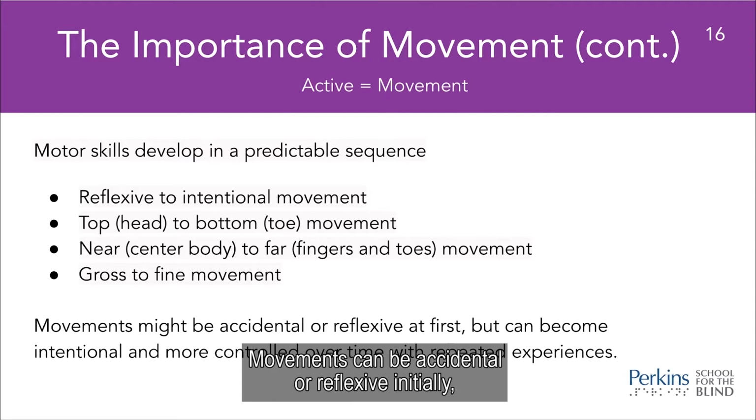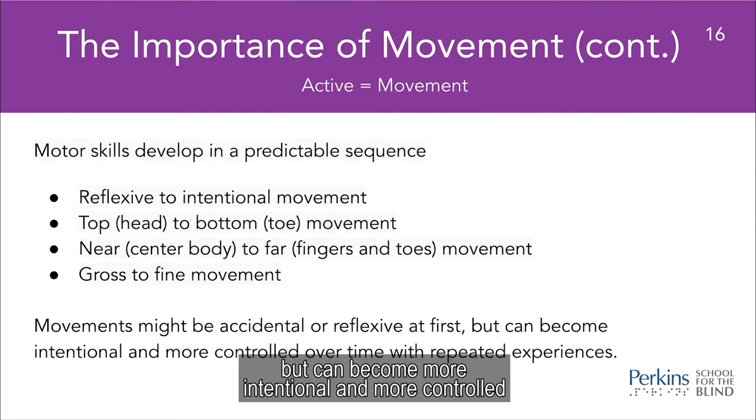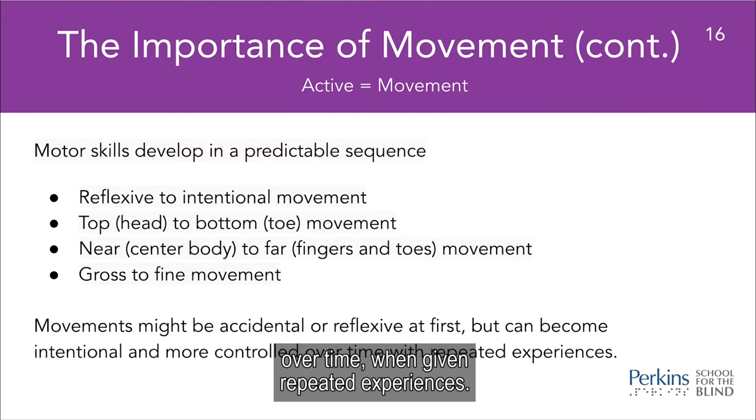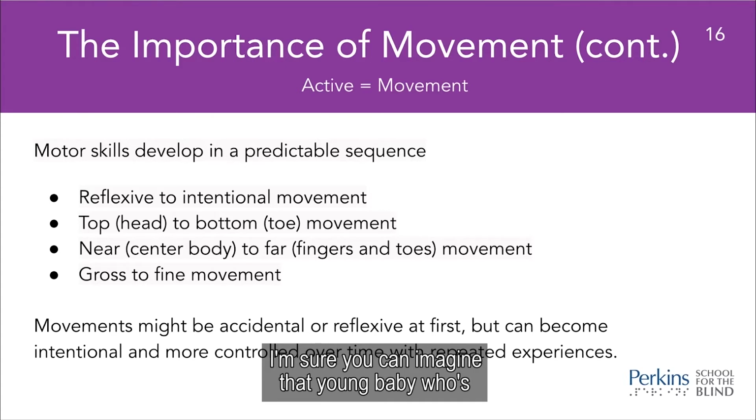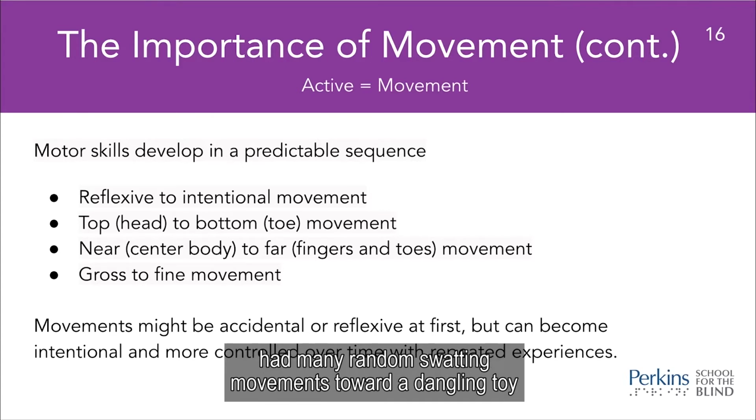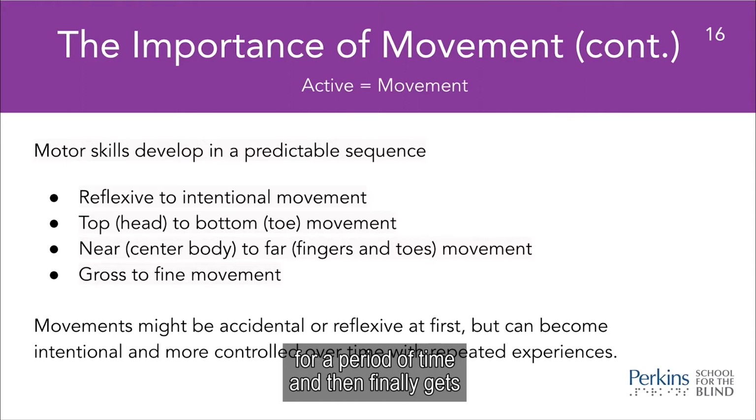Movements can be accidental or reflexive initially, but can become more intentional and more controlled over time when given repeated experiences. I'm sure you can imagine that young baby who's had many random swatting movements toward a dangling toy for a period of time, and then finally gets a hold of that toy after many, many tries.